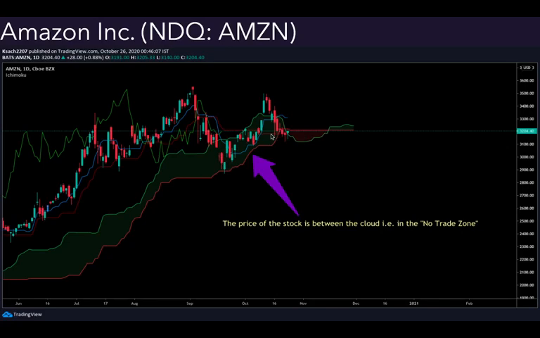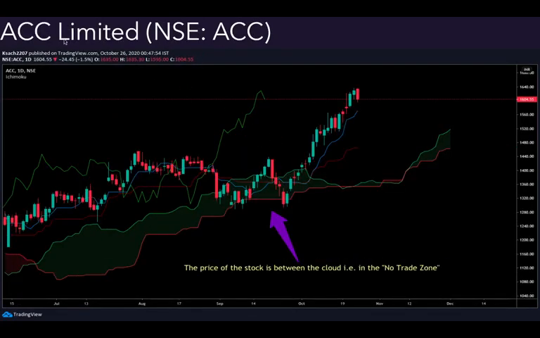Similarly, let's take another example, ACC Limited. Again, its recent price is moving between the cloud, right? So it's a no trade zone. We will not trade in this stock until and unless it moves outside the cloud. Which now it has, correct?